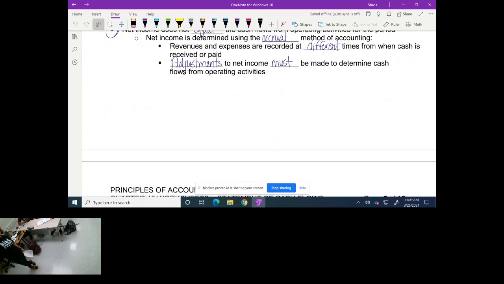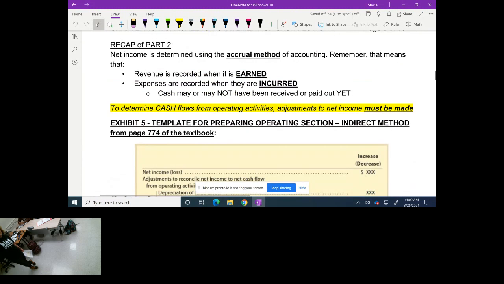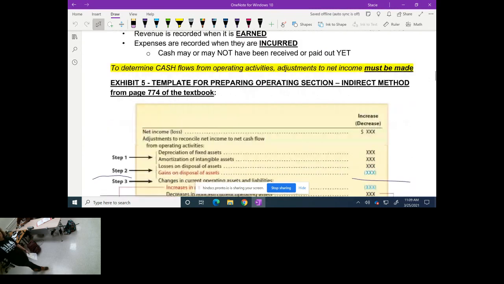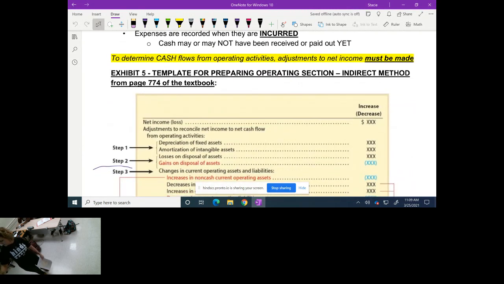All right. A lot of this here is just notes for you. Remember, revenue is reported when it's earned. Expenses are recorded when they are incurred or when they occur. So your cash may or may not have either been received or paid out yet. And this report is strictly looking at cash, the movement of cash.